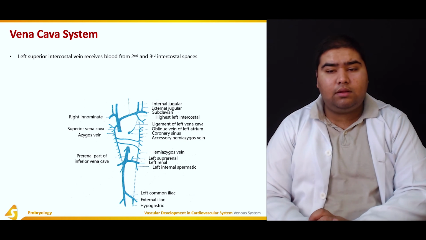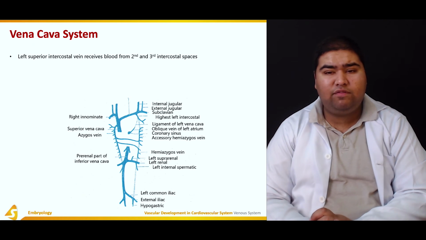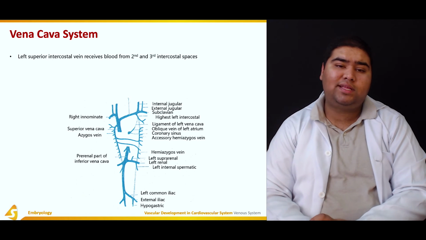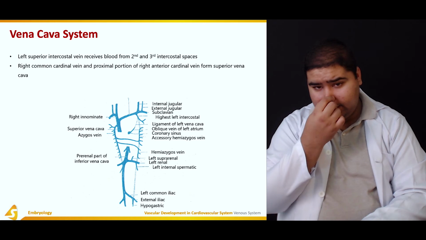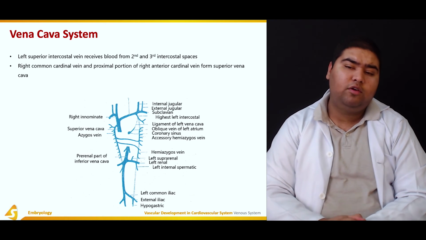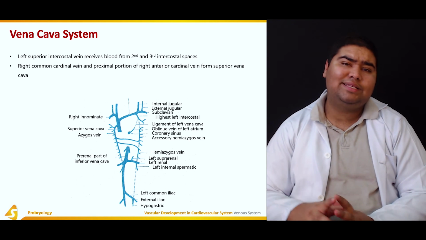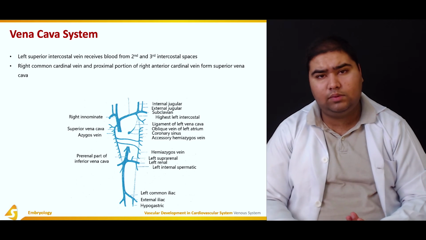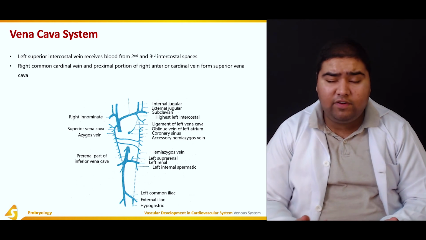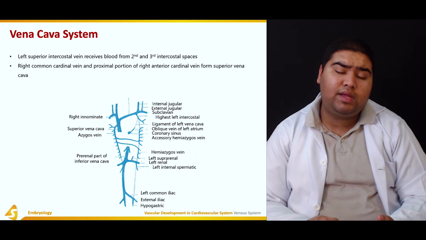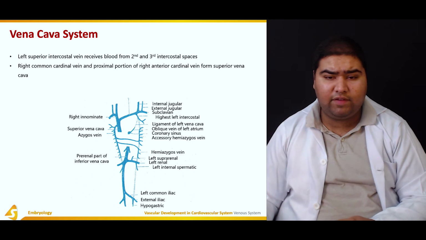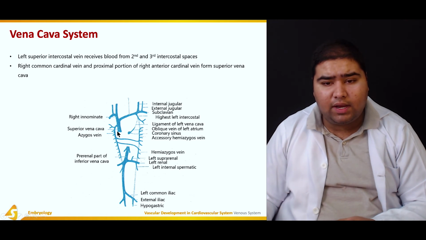Now the left superior intercostal vein receives blood from the second and third intercostal spaces. So the second and third intercostal spaces drain into the left superior intercostal vein. The right common cardinal vein and the proximal portion of the right anterior cardinal vein form the superior vena cava. Now the superior vena cava lies in the superior region. We have the anterior cardinal vein in that region and the common cardinal vein in that region. So it's obvious that the superior vena cava is formed by the proximal portion of the right anterior cardinal vein and the right common cardinal vein. This is the portion of the superior vena cava.